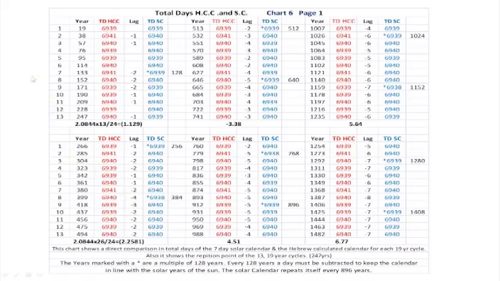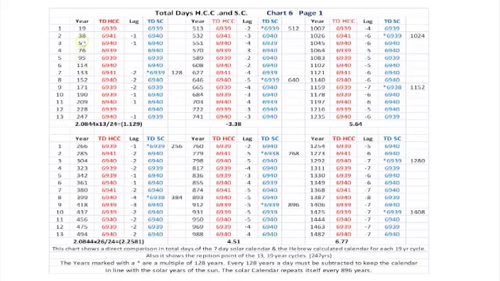Here, we're looking at a chart that I made up, and I used the calculated calendar. And here you see the number of cycles, cycle 1, cycle 2, etc., all the way down to cycle 13. Those 13 cycles of 19 years each represent 247 years. Here in this column, you'll see the years. The end of cycle 1 would be 19 years, and so on, until we get down to the end of 247 years. That's the end of cycle 13.